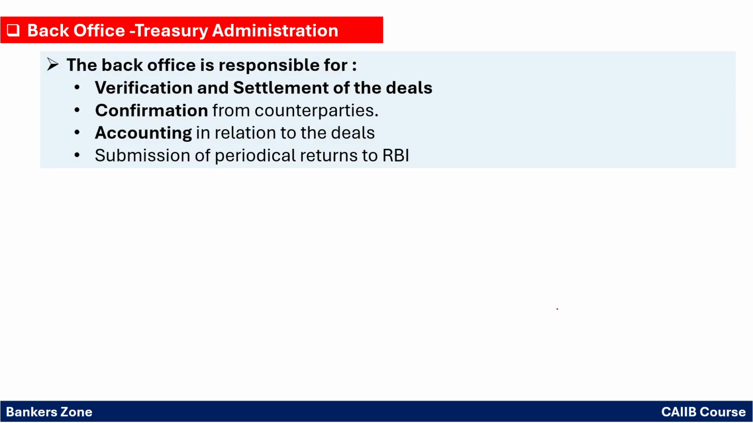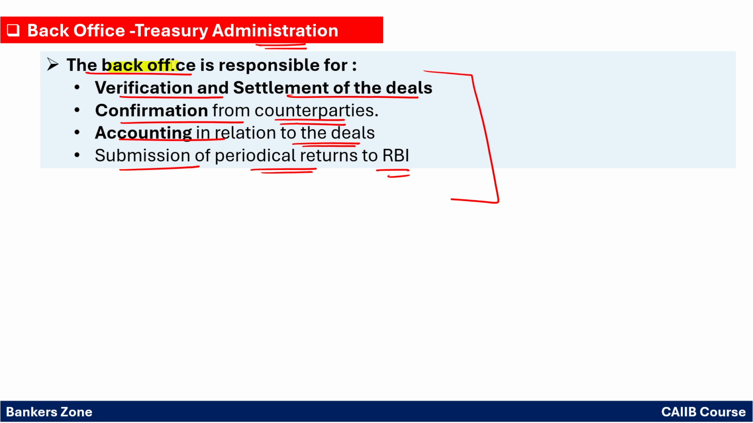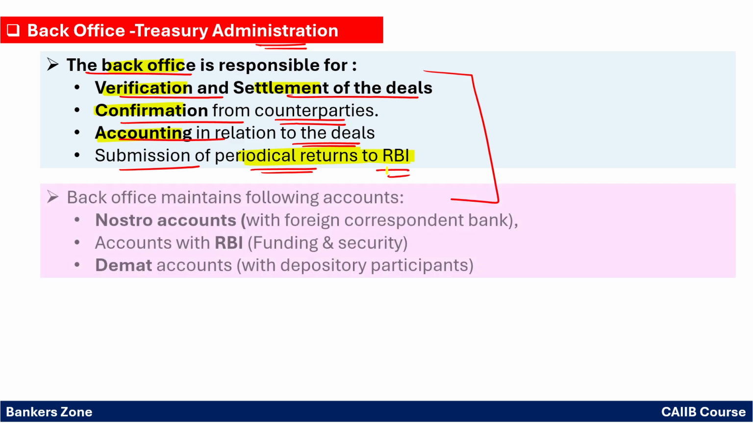Okay. Now see the back office. Obviously the name is indicating back office. Treasury administration is the function of the back office. The back office is responsible for verification and settlement of the deal, confirmation from the counterparty, accounting with respect to the deal, and submission of periodic returns to the RBI. So these are the functions done by the back office. Simply verification, settlement, confirmation, and accounting. Apart from that, the periodical return is to be submitted to RBI. All that work is done by the back office. Simply in one line, I will say the back office is responsible for administration.